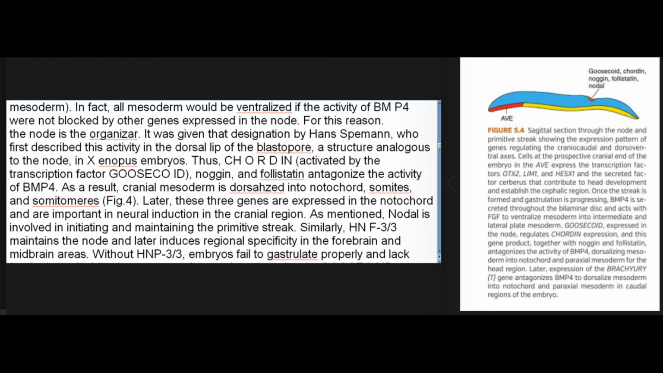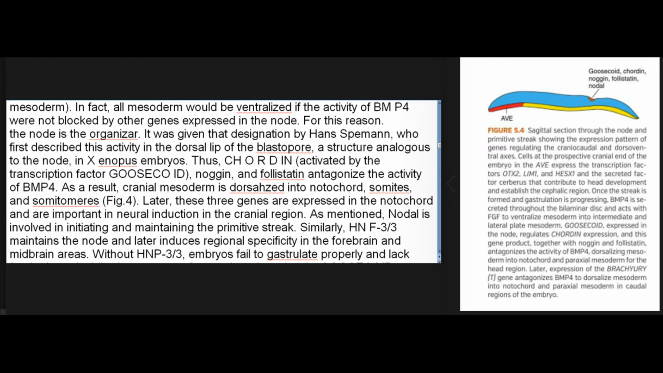It was given that designation by Hans Spemann, who first described this activity in the dorsal lip of the blastopore, a structure analogous to the node, in Xenopus embryos. Thus, chordin, activated by the transcription factor goosecoid, noggin, and follistatin antagonize the activity of BMP4. As a result, cranial mesoderm is dorsalized into notochord, somites, and somitomeres, Fig. 4. Later, these three genes are expressed in the notochord and are important in neural induction in the cranial region.